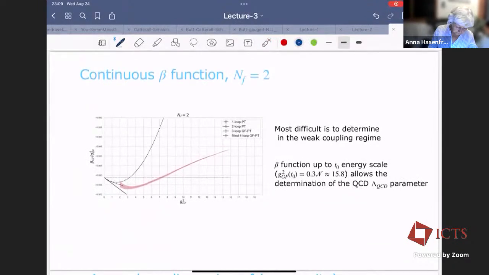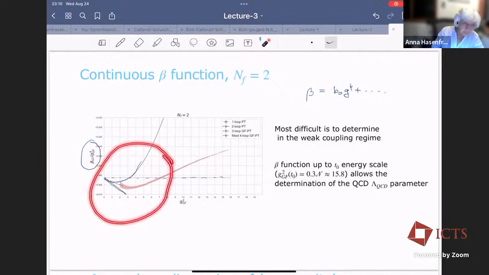It is pretty much the same as the one before, but I am showing the beta function divided by g to the 4. Now, because the beta function starts as β0 g to the 4 plus higher order terms, the 1 loop prediction is just this constant here. The 2 loop is the one going down. This is the 3 loop gradient flow. So dividing it by g to the 4 really brings out what happens at small g squared.